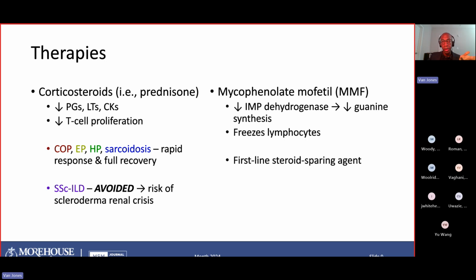They can only make purines from the de novo pathway. IMP dehydrogenase is part of the de novo pathway. So when that's frozen, lymphocytes cannot make new guanine. And because of that, these lymphocytes are typically just stopped right in the middle of DNA synthesis, and then they can die. I don't know what just happened to my screen.